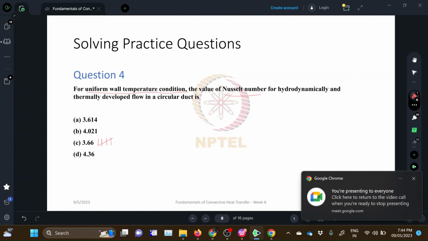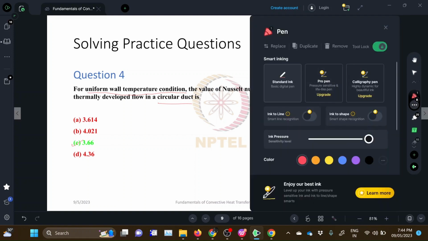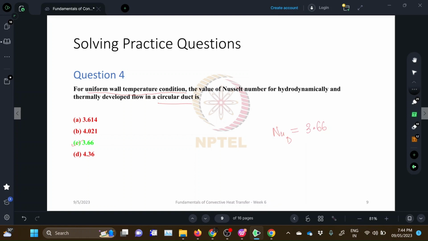Okay, so option C seems to be the popular choice. We will have a look, and it is indeed the correct answer. So for isothermal circular duct and fully developed flow, both hydrodynamically and thermally, the Nusselt number with respect to the diameter d is equal to 3.66. I hope there are no questions regarding this one. We will move along.